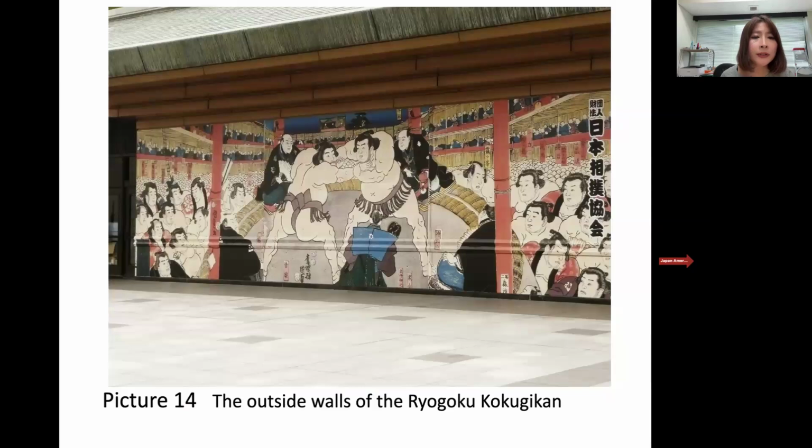The outside walls of the Ryogoku Kokugikan Stadium are decorated with sumo prints, as can be seen in picture 14.